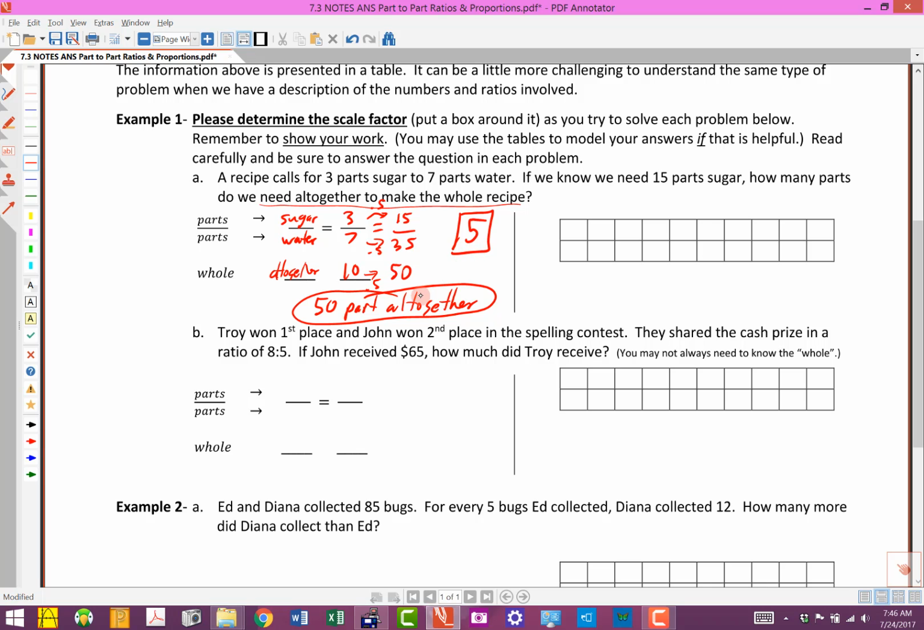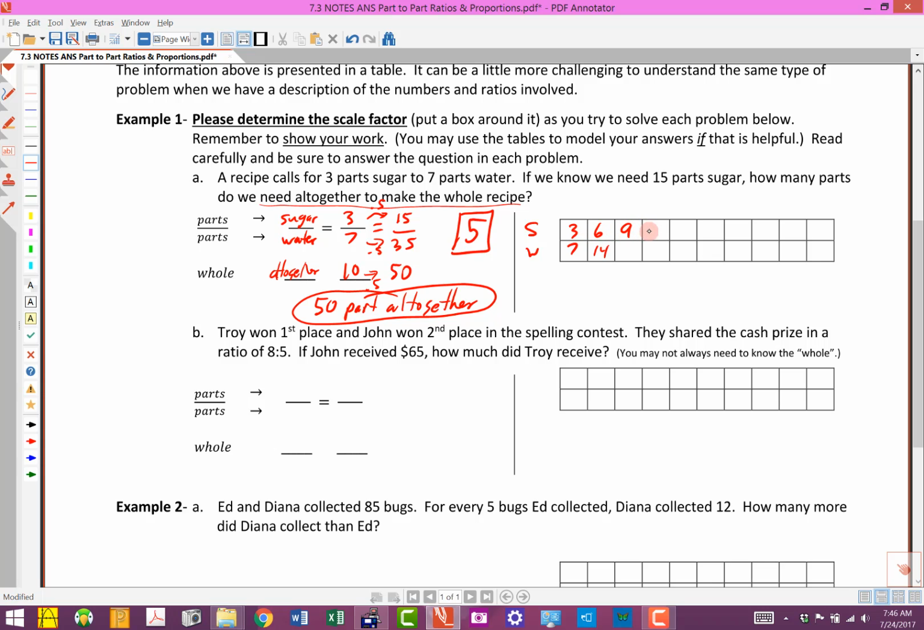Now let me show you how you could use a table to figure this out. So we could keep track of the sugar and the water, and we could say, well, the ratio is 3 to 7. And what we could do is just scale that up. So we could say, well, let's see, if I added another 3, this would be 6. And if I added another 7, this would be 14. It's basically like counting by 3s and counting by 7s. So let's go ahead and count here. So this is 3, 6.